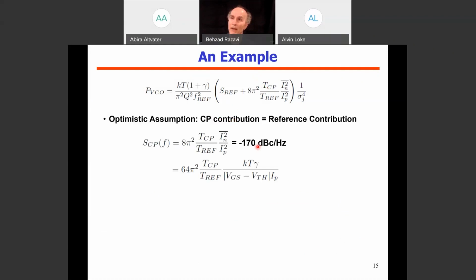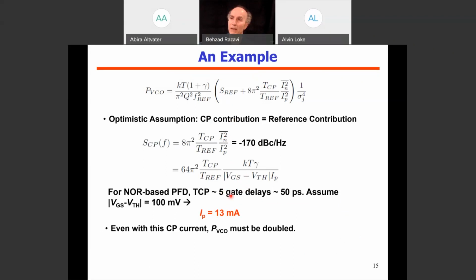And then for the noise current produced by the transistors in the charge pump, we can express that in terms of their overdrive voltage and so on, and their bias current. And then we also make a few assumptions. We assume that we have 5-gate delays for TCP. That's about 50 picoseconds. We assume an overdrive voltage of 100 millivolts for the transistors in the charge pump, the current sources. And the result is that the charge pump current has to be 13 milliamps.